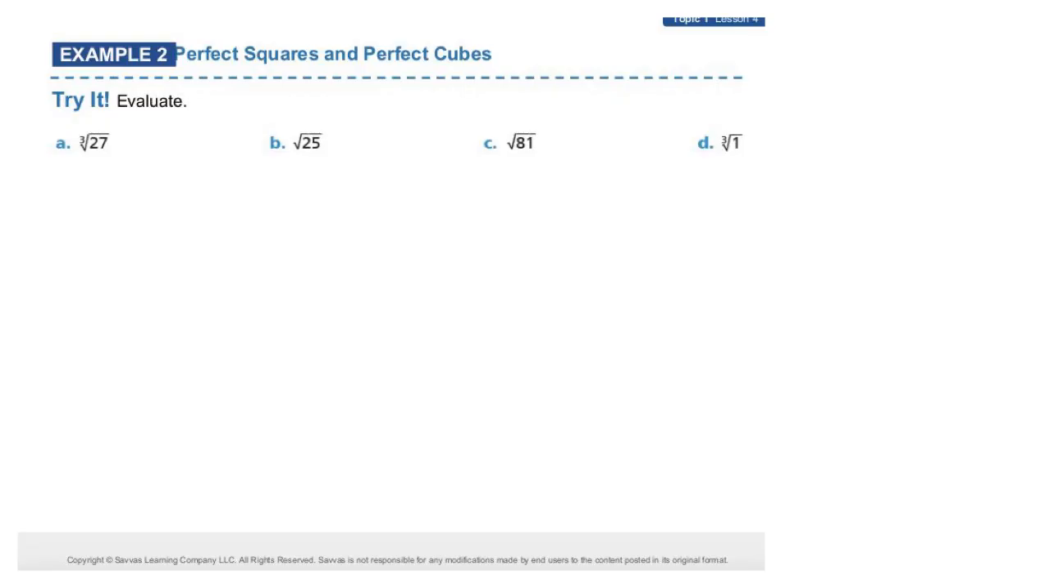I want you to go ahead and try these. You can either use your square and cube list, or you can use your calculator keys. I want you to do A, B, C, and D, and come back when you're ready for checking. Here are my answers. On letter A, 3 times 3 times 3 makes 27. For B, 5 times 5 is 25. For C, 9 times 9 is 81. And for D, 1 times 1 times 1 is 1. Star all the ones that you have correct, or fix any that are incorrect.